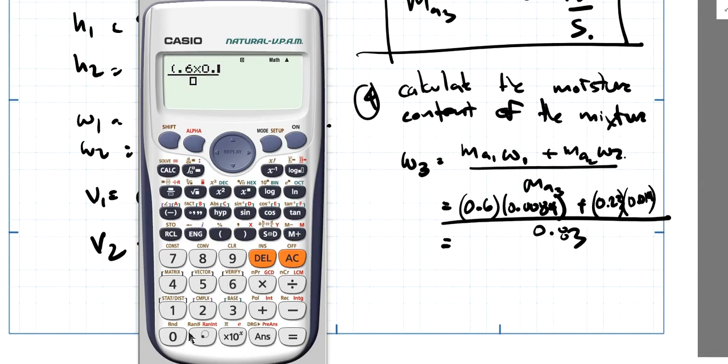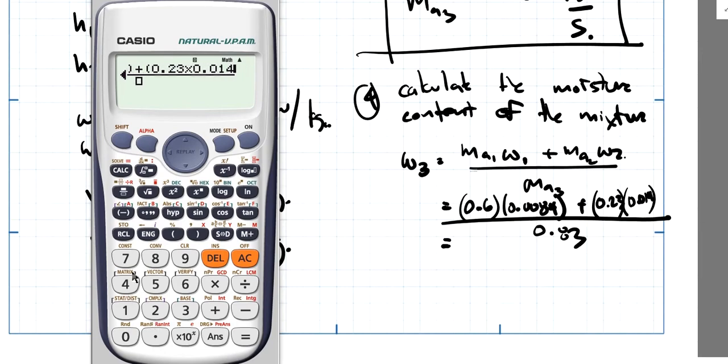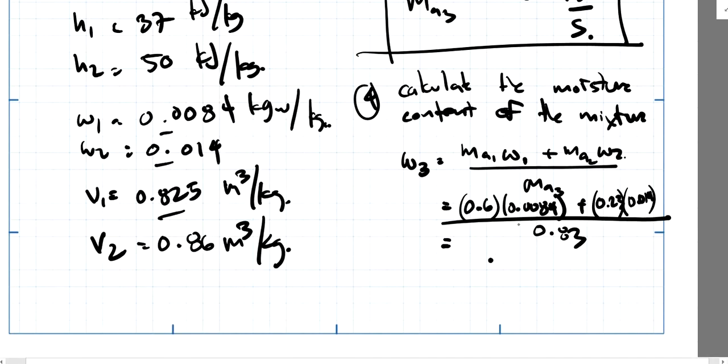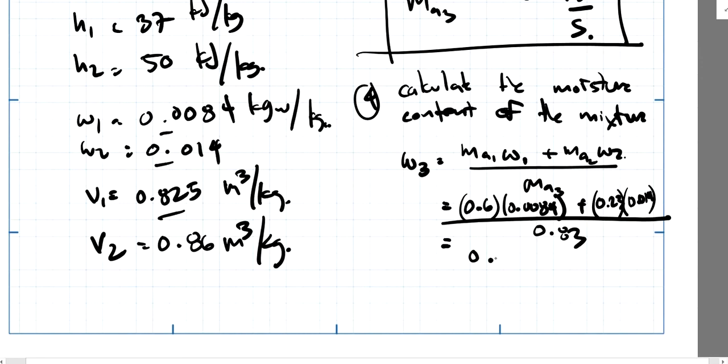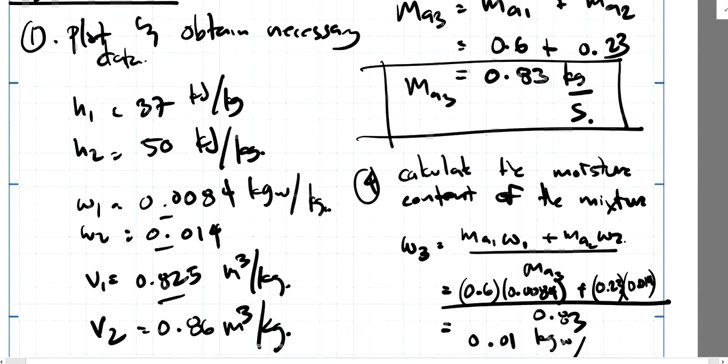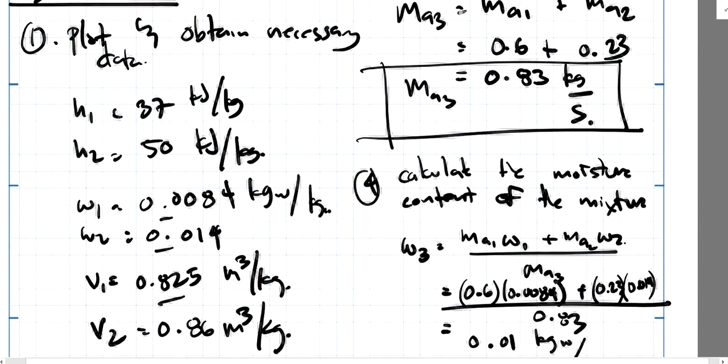So 0.6 times 0.0084 plus 0.23 times 0.014, divided by 0.83, is equal to 0.009, or we can just write 0.01 kilogram of water per second.